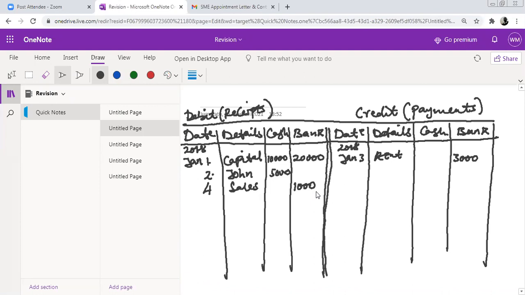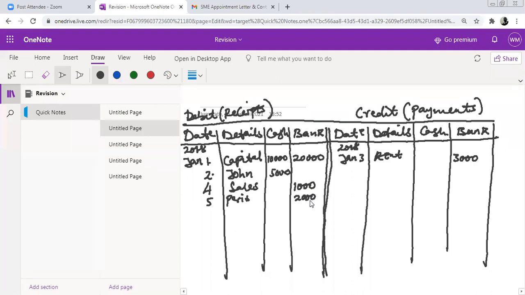On 5th, Paris, a debtor, paid him 2,000. Remember, a debtor is a credit customer. So a credit customer by the name Paris paid Thomas 2,000. So to Thomas, that is a receipt from Paris. So you just write there, Paris paid 2,000 by check. So it is going to increase the bank balance. So we put it in the bank.